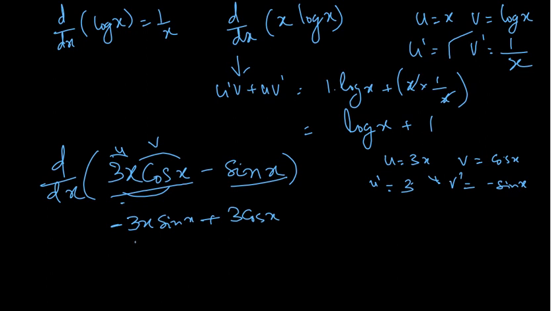No, no, no. I use this one only. U dash v plus uv dash. U dash v. Oh, 3x I had put it here. Okay, you're right. So 3 cos x this way minus 3x sin x, this one, right?